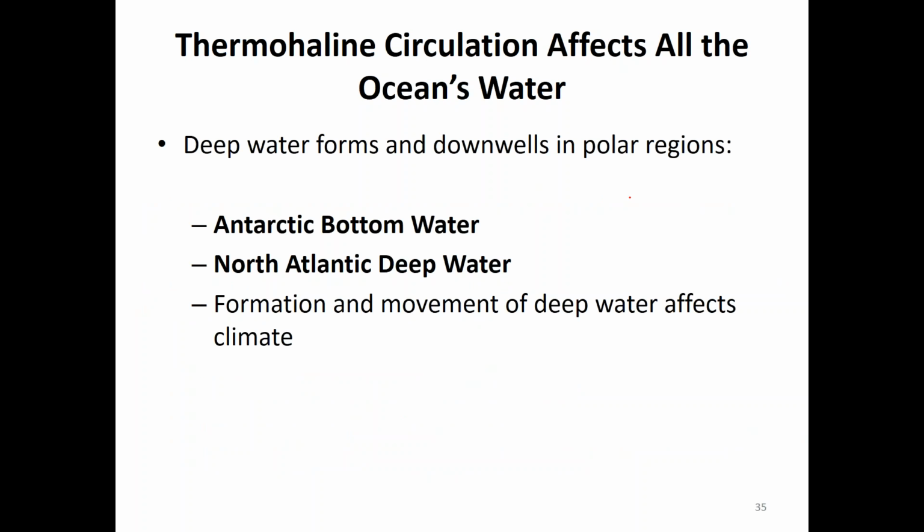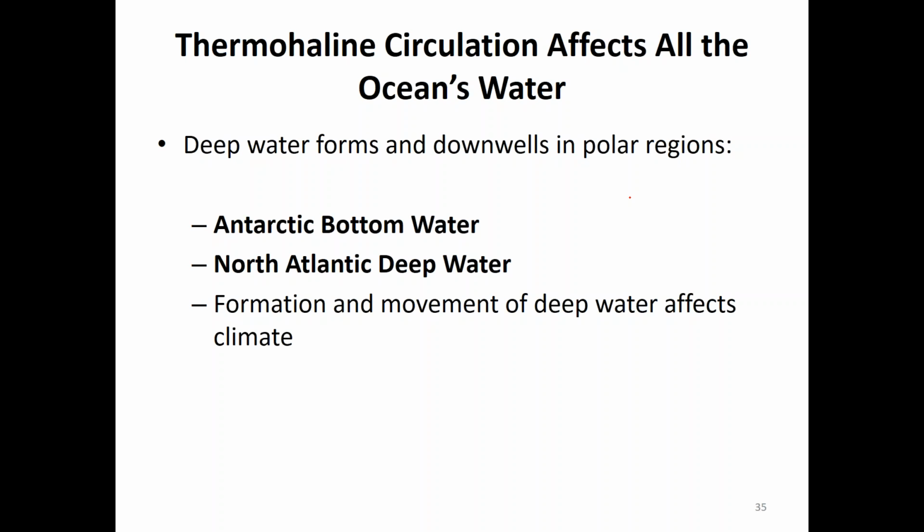This deep water forms at high latitudes, near the Arctic and Antarctic, where the water becomes very cold. As it becomes very cold, it becomes very dense. And as the density increases, it begins to sink. And then that water becomes deep water. It goes to the bottom of the ocean. Okay? And this formation of this deep water affects climate.